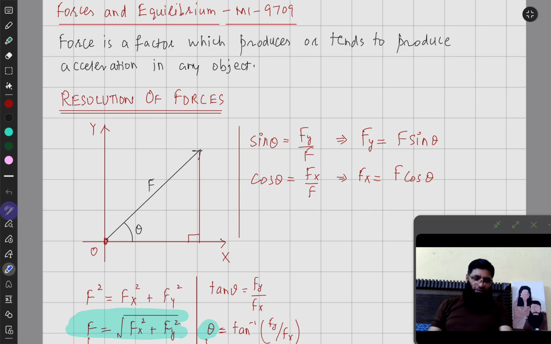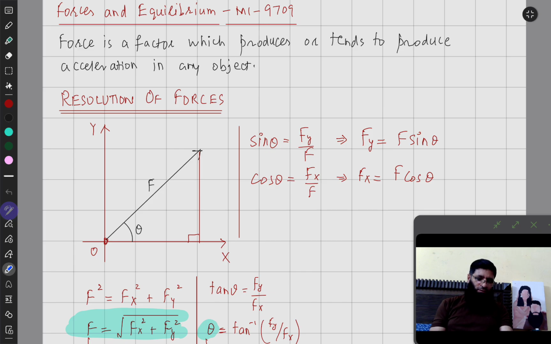We are starting mechanics paper 4 of A-level math 9709 today. Let's talk about forces and equilibrium. This will be our first chapter of paper 4. It's not only a talk, we will cover all the concepts related to forces and equilibrium in today's lesson.